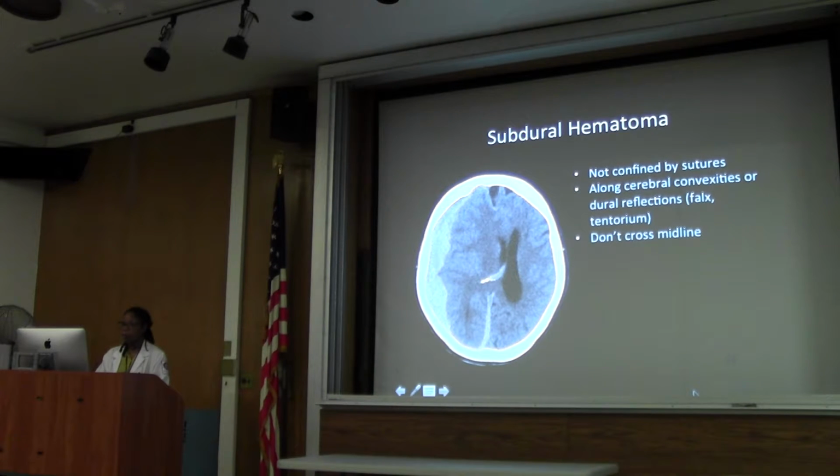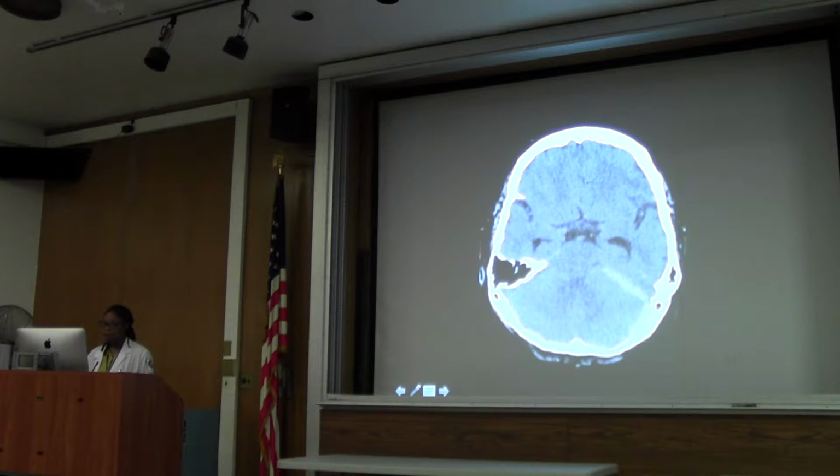So subdural hematomas are not confined by the sutures, but they do not cross the midline. Typically we see them along the cerebral convexities, but it's important to look for them also where you have dural reflections. Here's an example of a case, a trauma patient.